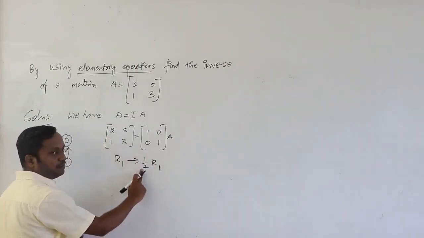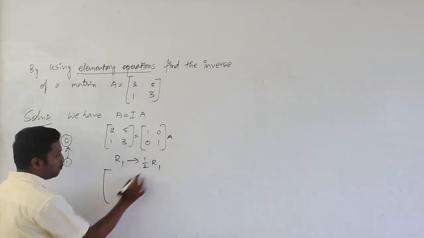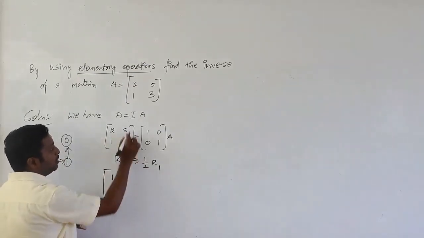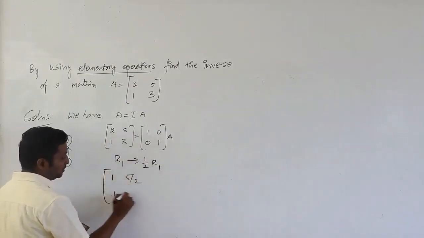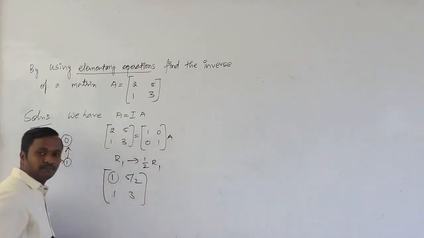R1 multiplied by 1 by 2. 1 by 2 into 1 by 2 into 1, 1. 1 by 2 into 5, 5 by 2. This is, make it 1.